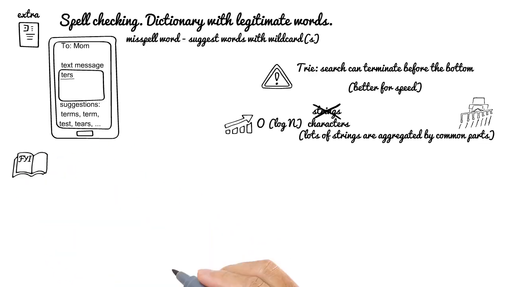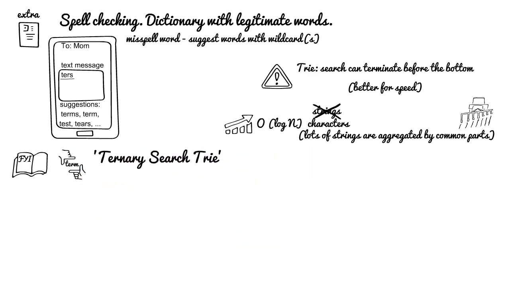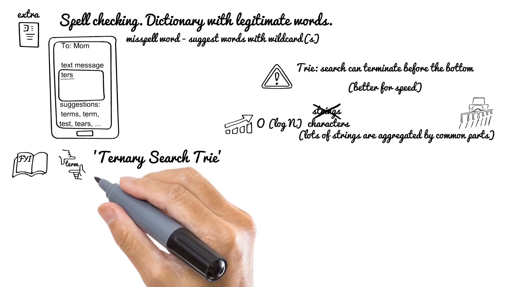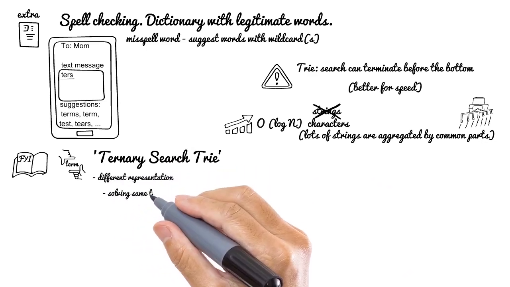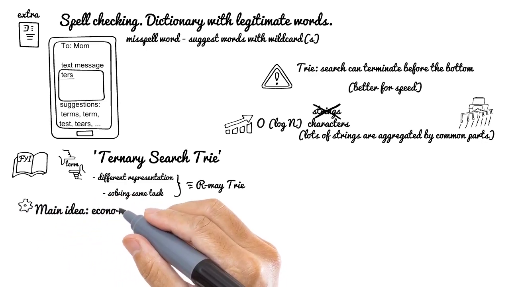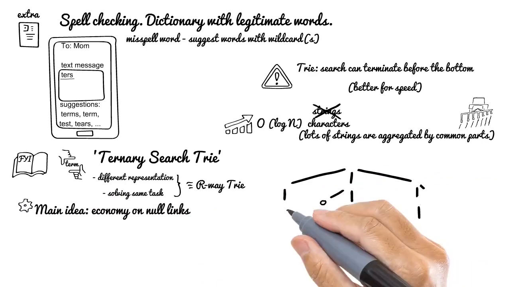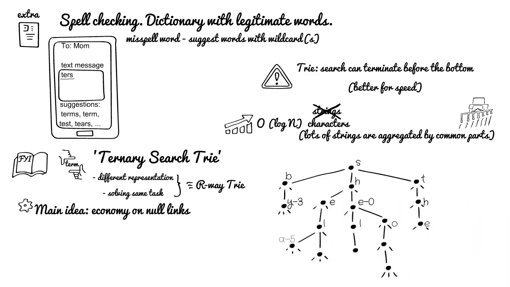In literature, you can also see the term ternary search tries. Let me briefly show the difference. It can be considered a different representation of the multi-way or R-way trie, but solving the same tasks of our abstract string symbol table API. The main idea of introducing this trie variation is to have economy on null links, which we were not showing for tries, but they actually exist in a real implementation.